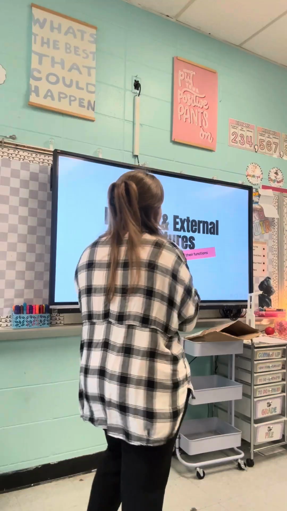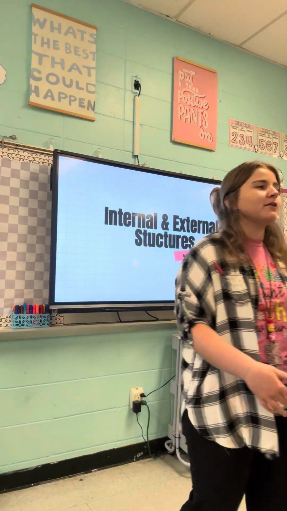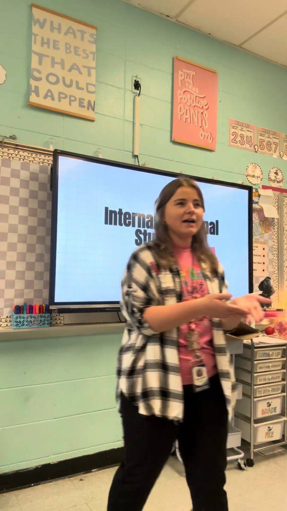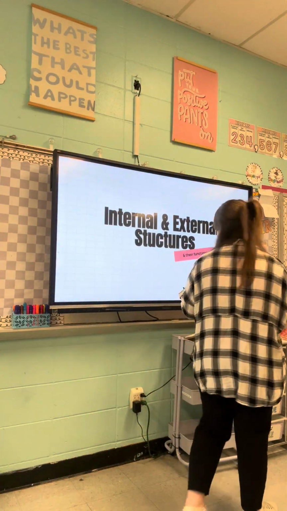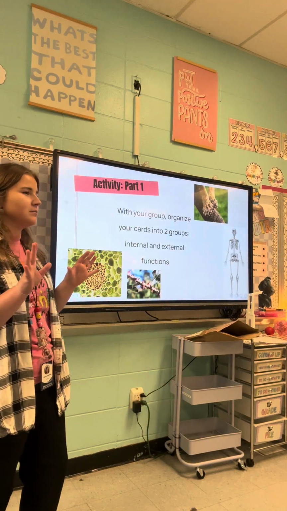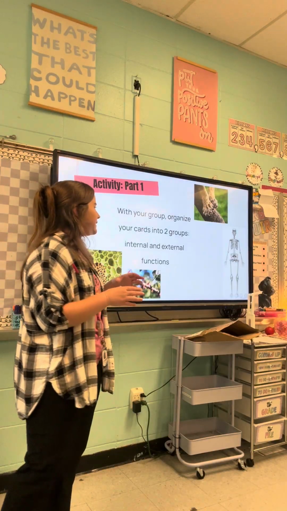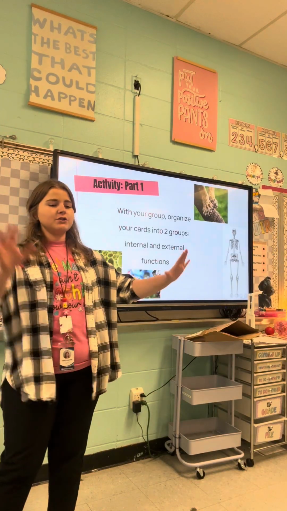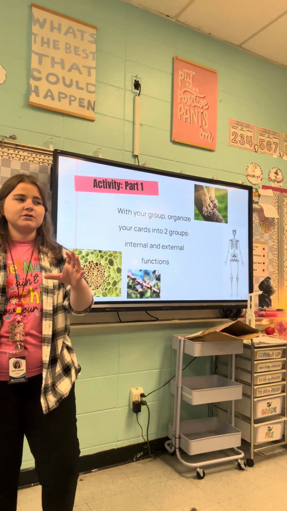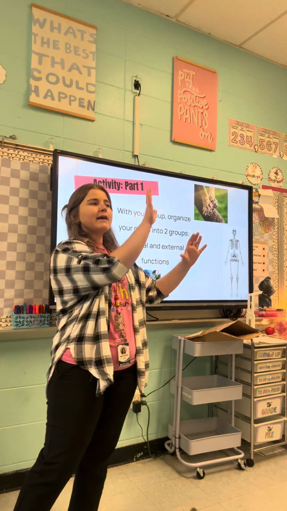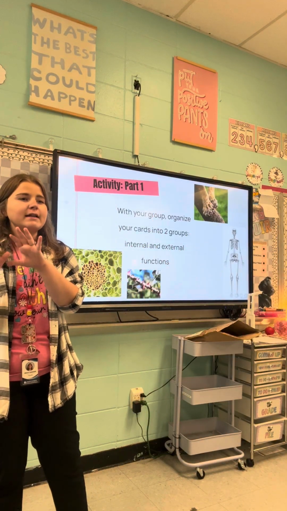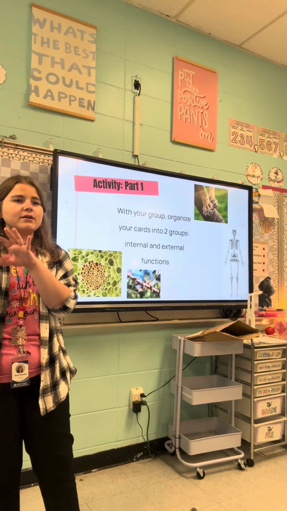Okay, so we've been talking about internal and external structures. We know that internal is inside the body, and external is outside the body. The first thing we're going to do is get in groups. We're going to take our cards and make two separate groups: a group of external structures and a group of internal structures. External is anything on the outside of the body and internal is anything on the inside of the body. So that's the first step that we are going to do in our groups.